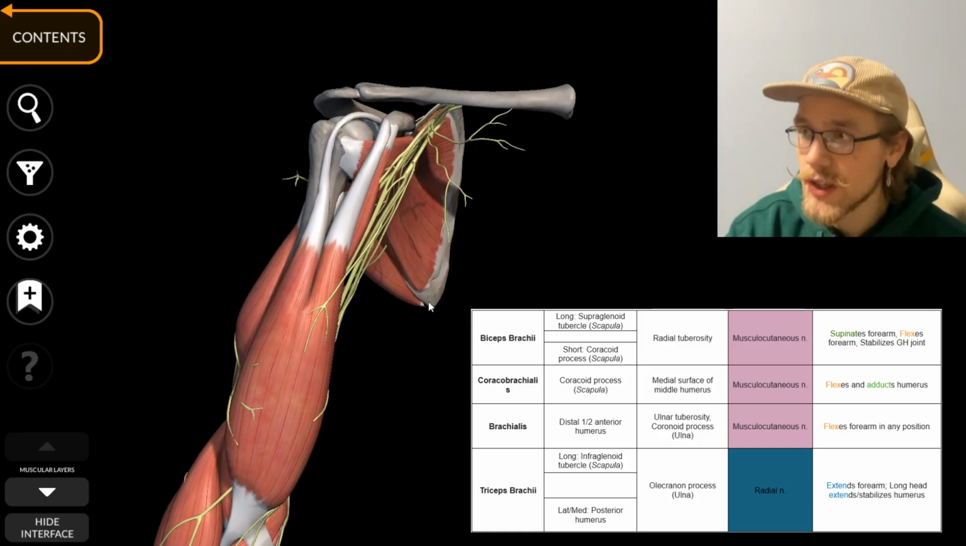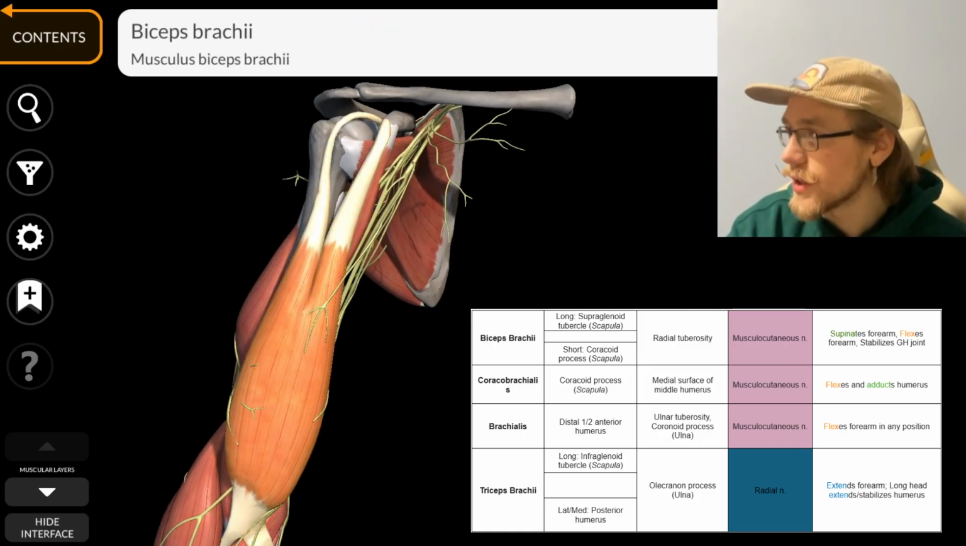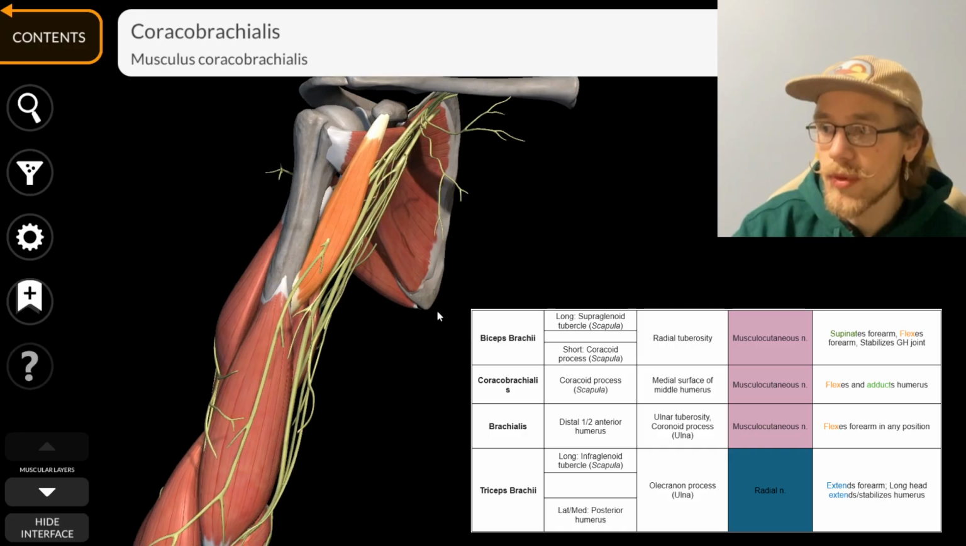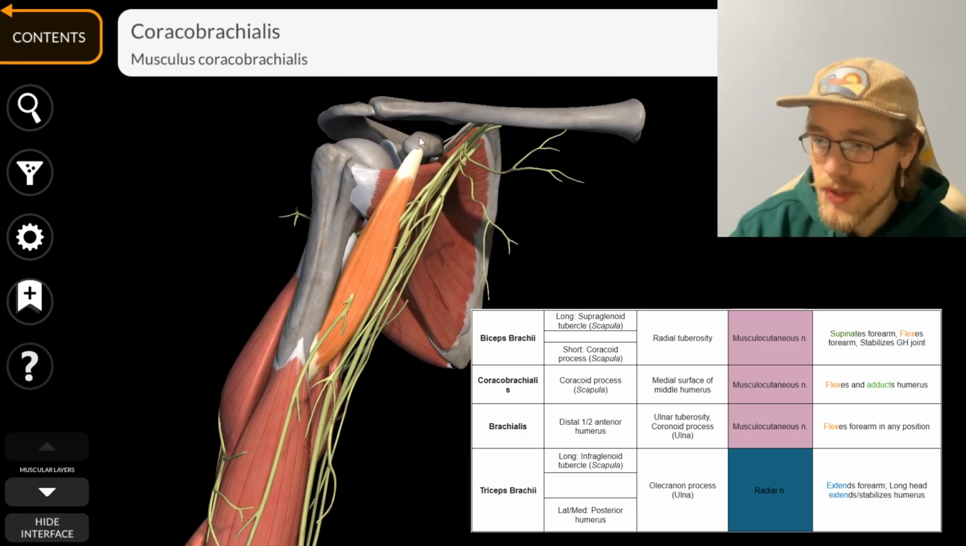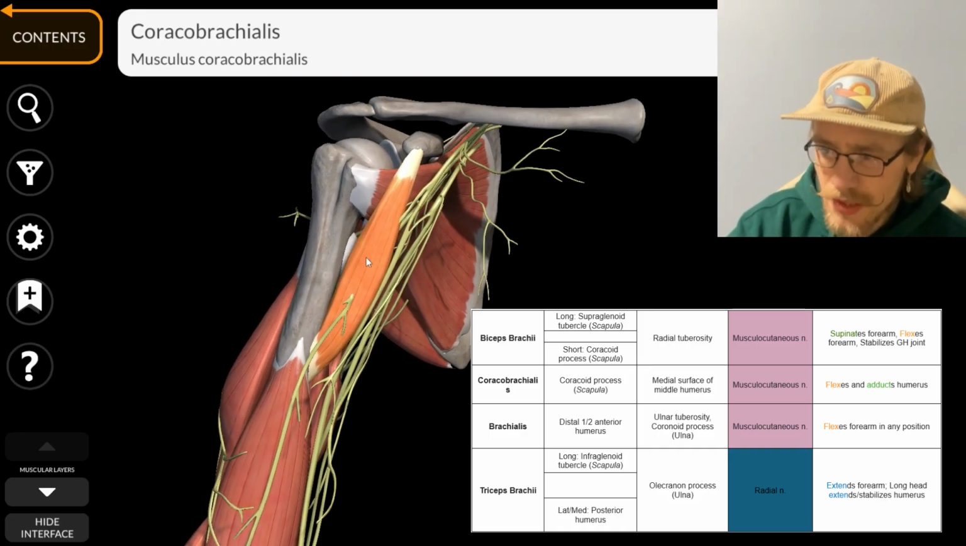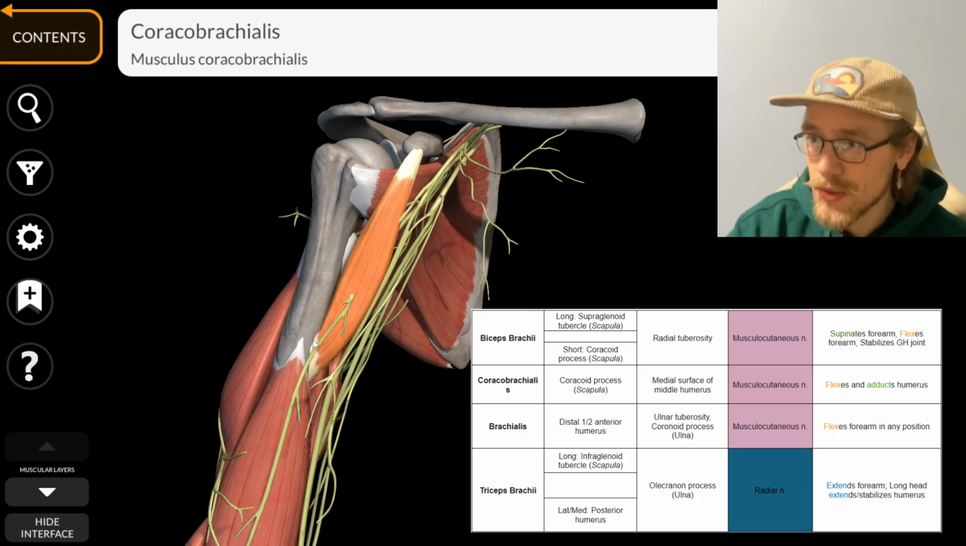Second muscle we're looking at is the coracobrachialis. So I'm going to go ahead and hide this muscle here. Coracobrachialis starts from also this coracoid process. It's going to insert into the medial surface of the middle humerus here, just on the bone.